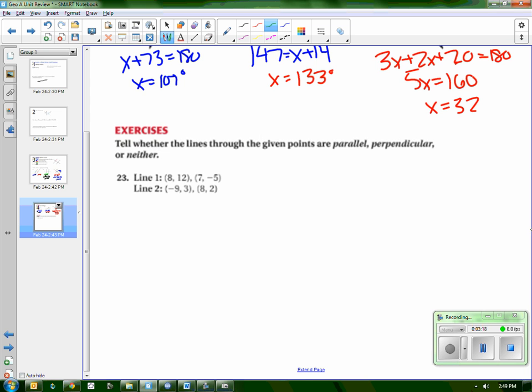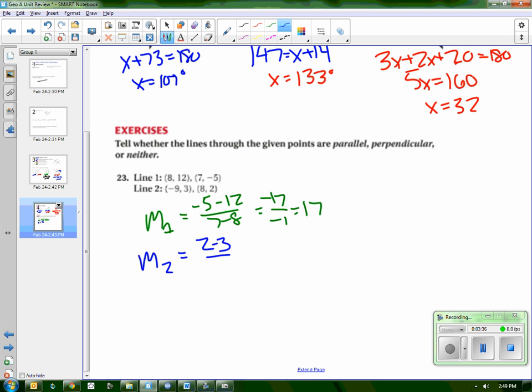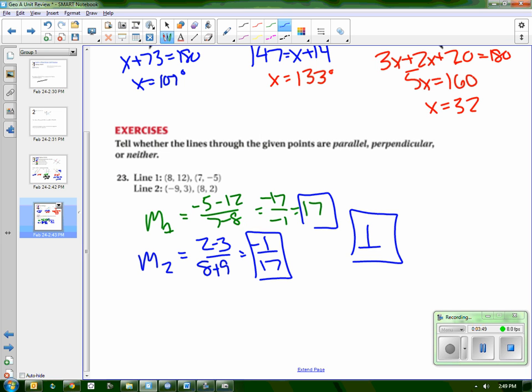Parallel, perpendicular, neither. I got to find the slope of line 1, so I'm going to say m, that's slope, y2 minus y1, negative 5 minus 12, over x2 minus x1, is going to be negative 17 over negative 1, which is positive 17. There's my first slope. Now I got to find the slope of line 2. 2 minus 3 over 8 minus negative 9, which is 8 plus 9, is going to be negative 1 over positive 17. So what's the relationship between these two slopes? They are opposite reciprocals, so that means that these two lines are perpendicular, and now we're actually done with Unit 1.